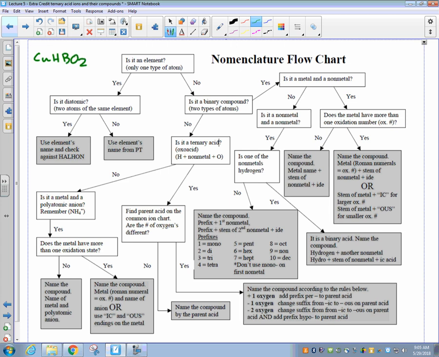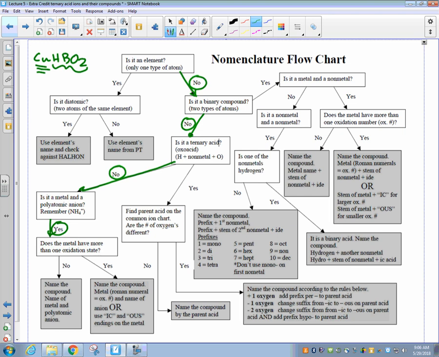Is it an element? Obvious answer there is no. Is it a binary compound made of 2 types of atoms? Certainly not as well. Next question, is it a ternary acid made up of hydrogen plus a nonmetal plus oxygen? Answer again here is no. So next question is this a metal plus a polyatomic ion? In this case, we have copper, a metal, and then this ion, the ternary acid ion, HBO2. So the answer here is definitely yes.